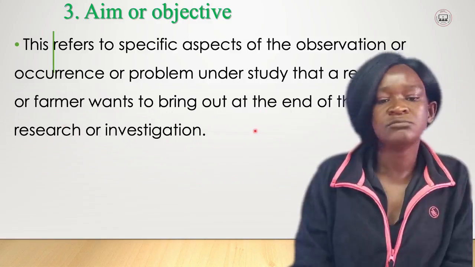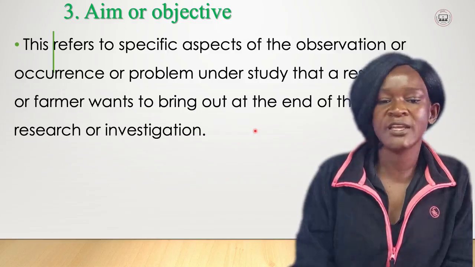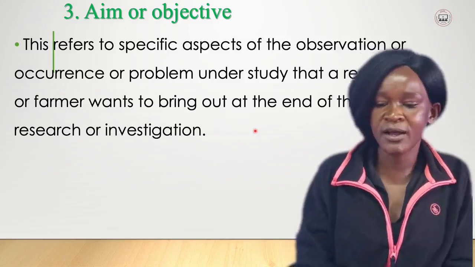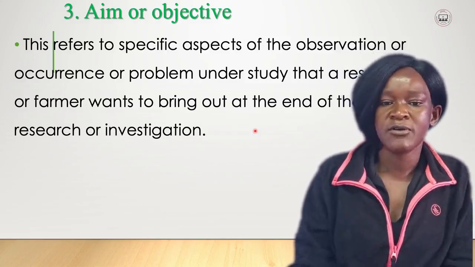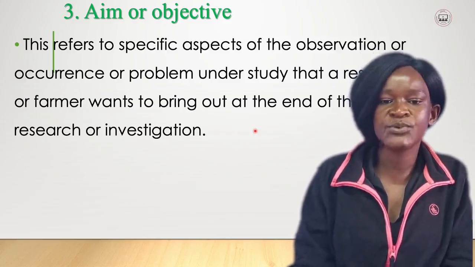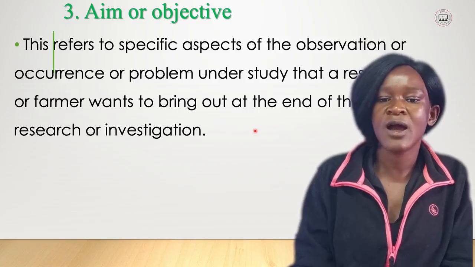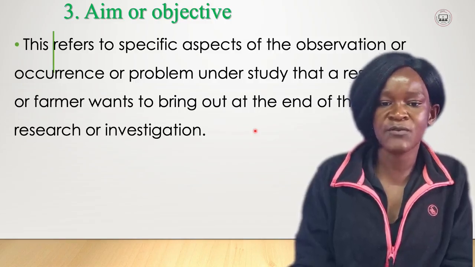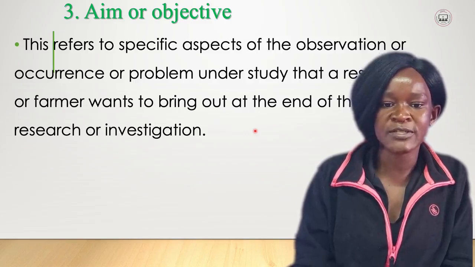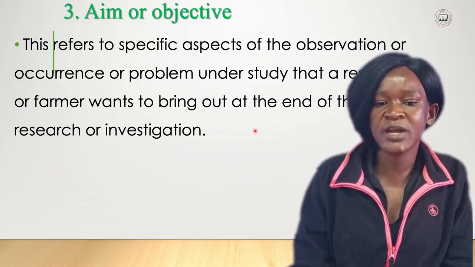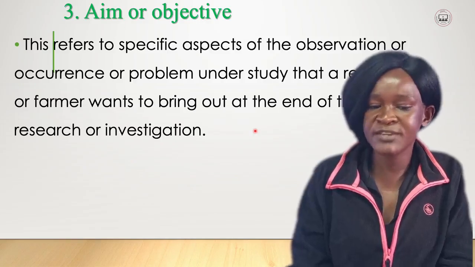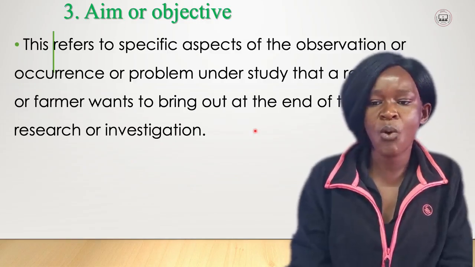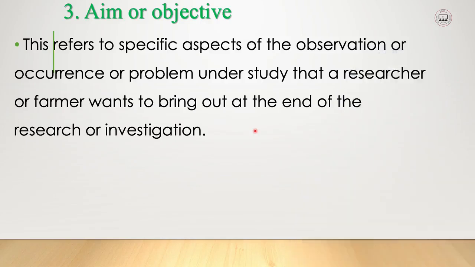For example, you and I, everyone can have his or her own aim. For example, you are here at school, it means you also have an aim. The same applies when you are conducting agricultural research. There is need for that research to have an aim or objective.